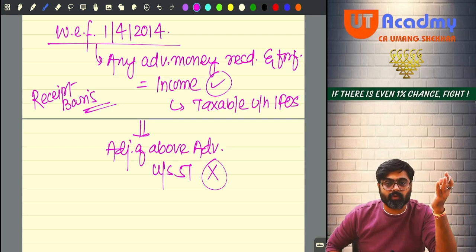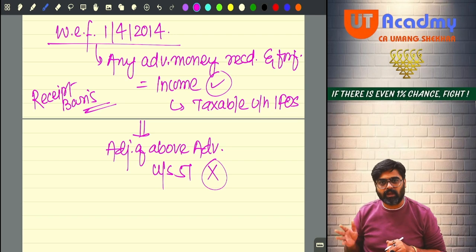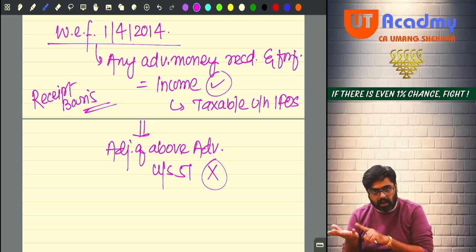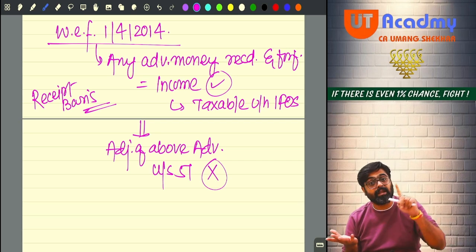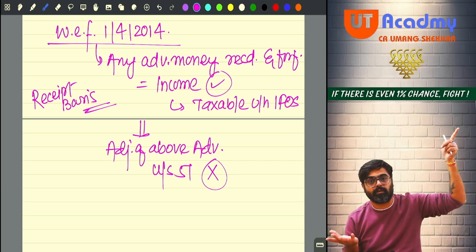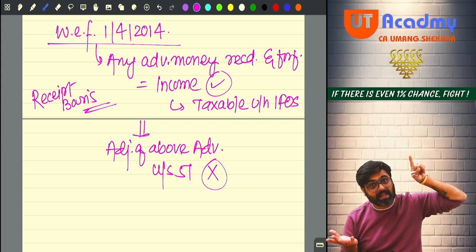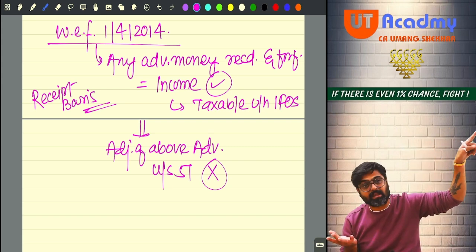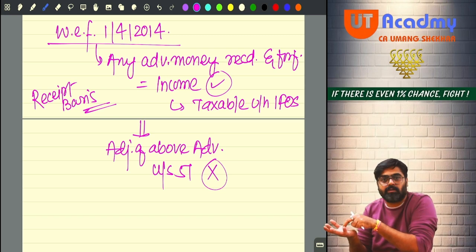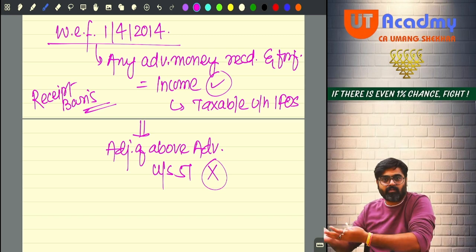So whenever in the future, for example 24-25, I am selling my property, will I calculate the capital gains? Yes. To calculate the capital gains, I will take the cost. Out of this cost, I will reduce only that advance money which I received and forfeited prior to 1st April 14, because at that time it was not taxed under the head IFOS. That advance money which I received and forfeited prior to 1st April 14, I will reduce out of my cost at the time of transferring the asset.